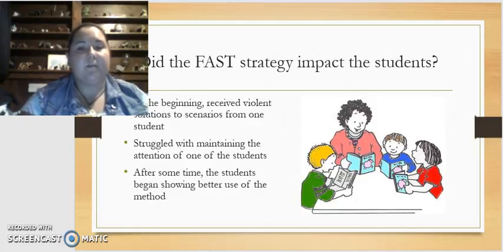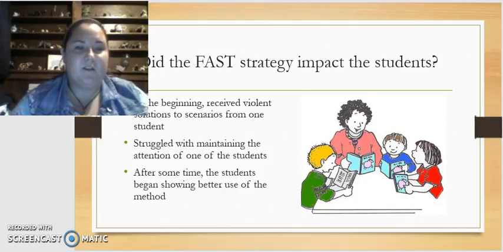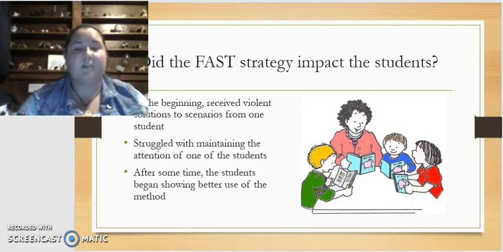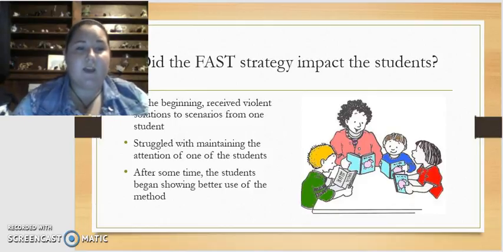Did the FAST strategy impact the students? In the beginning, I didn't receive very good feedback or solutions from the students. One of them had violent solutions. Another one just struggled to pay attention. The third one did a very great job, and he paid attention the whole time. As we kept going, the other ones started getting more involved, and they did a lot better. I thought that they believed that they could use it in their classroom.